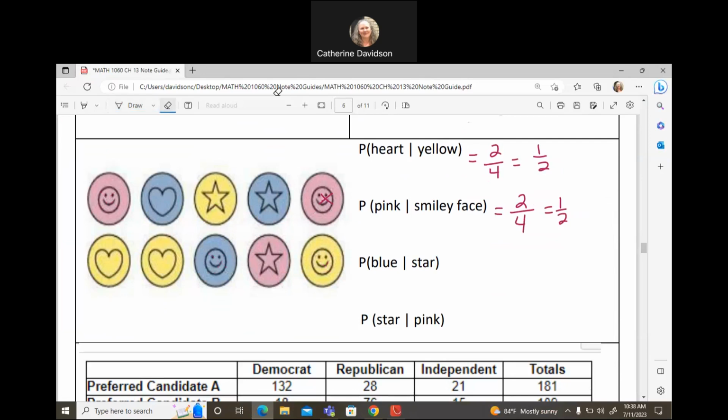All right, so our next one, probability it's a blue given it's a star. So on the top, you're going to have blue stars. That's 1. Out of all the stars, so 1, 2, 3. Probability it's a star given it's pink. So on the top, we're going to have pink stars, which is 1. And then on the bottom, all the ones that are pink, 1, 2, and 3.